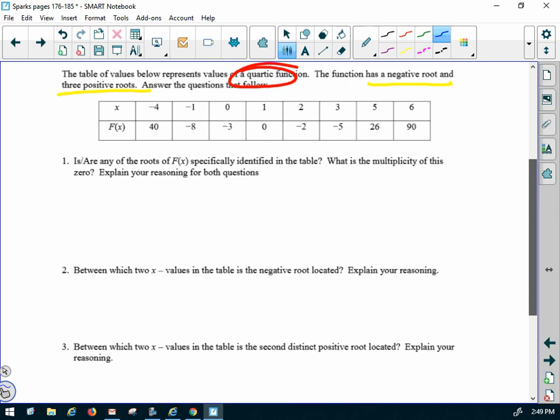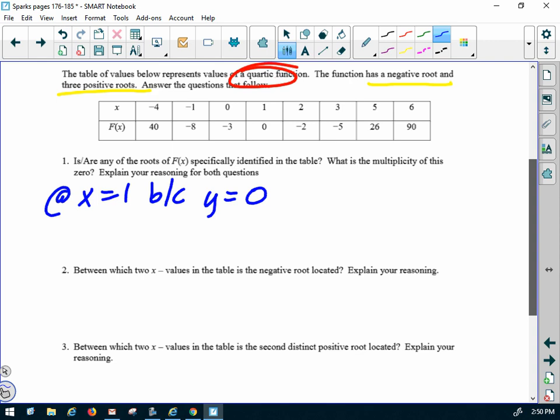Are any of the roots of f of x specifically identified in the table? Can I look at the table and say I know I've got a root at x equals 1? Because y equals 0. Good. At x equals 1 because y equals 0. What is the multiplicity of this root? Now remember, when you look at Sparks's tables, the guy who wrote the curriculum, you have to assume that the pattern doesn't change, meaning something funky doesn't happen in between 2 values you've got.